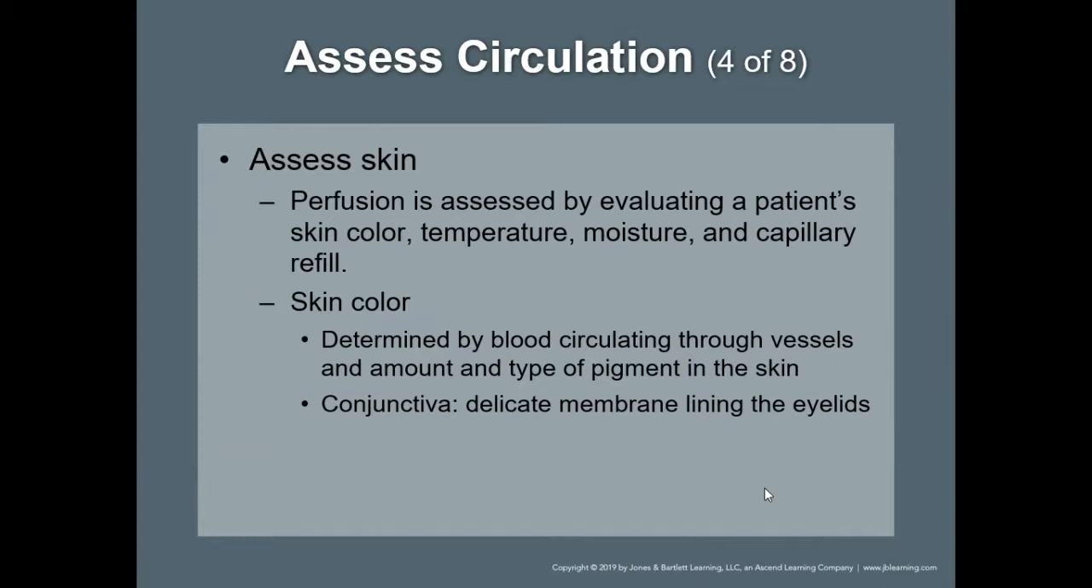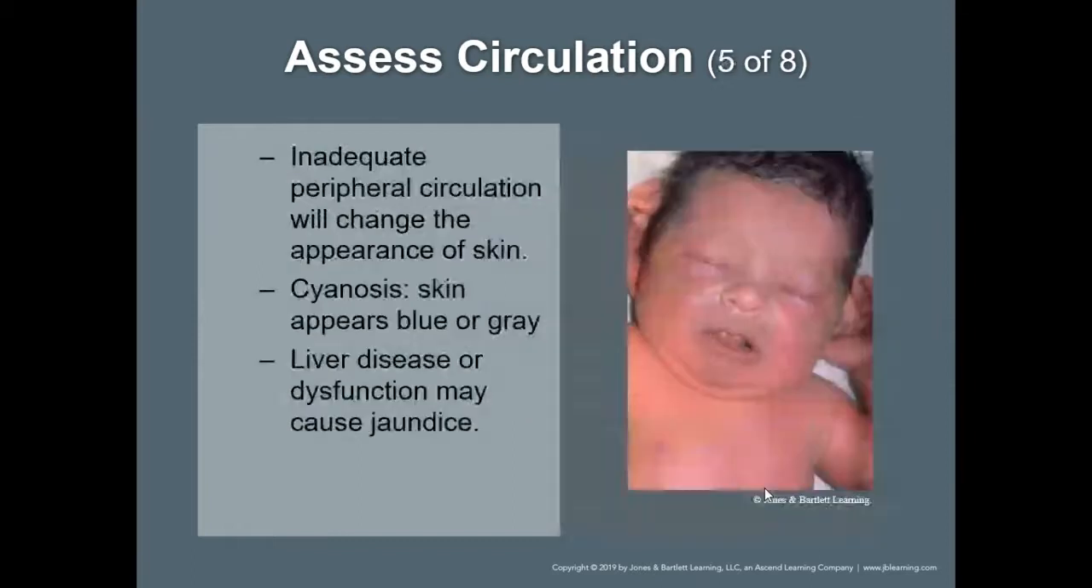Conjunctiva, the delicate membrane lining the eyelids. So you can look at the palms, you can look at the mucous membrane in the mouth, you can look at the lips, you can look at the inner eyelids or the lining of the eyelids. You always check peripherally for color changes, and if present, then check for it centrally. If the change is central, then the brain is being affected.